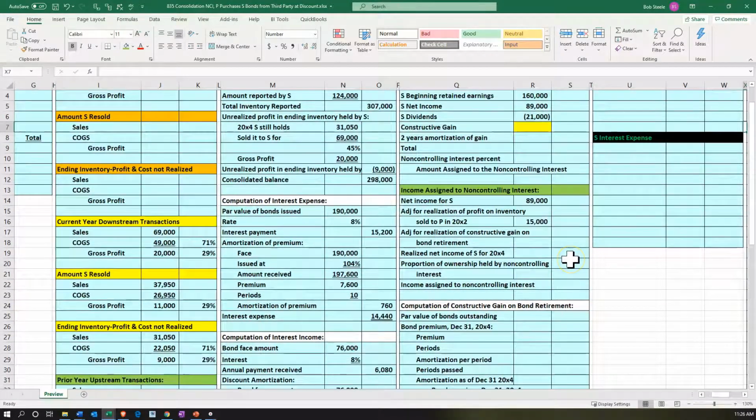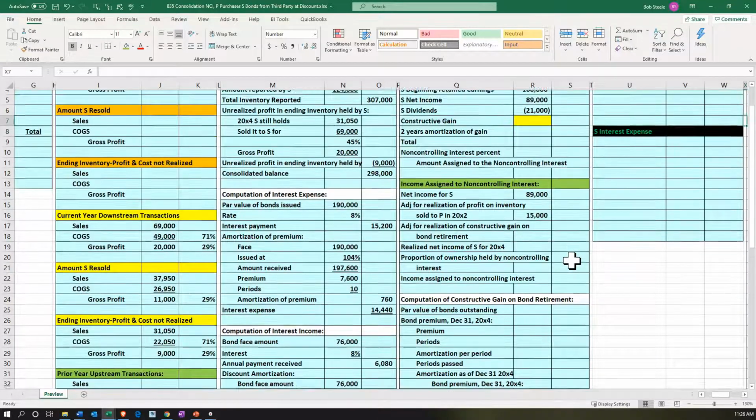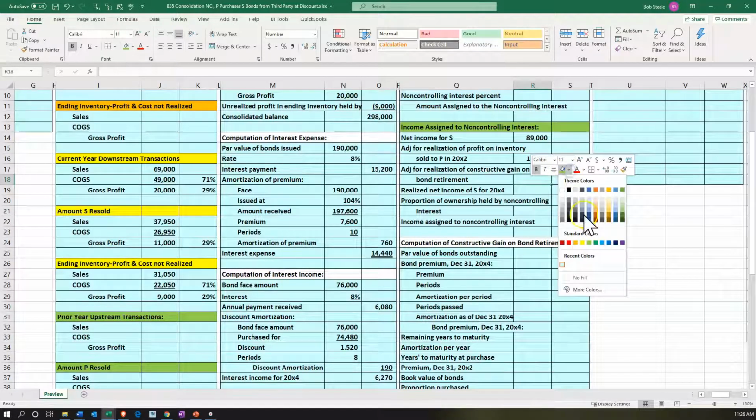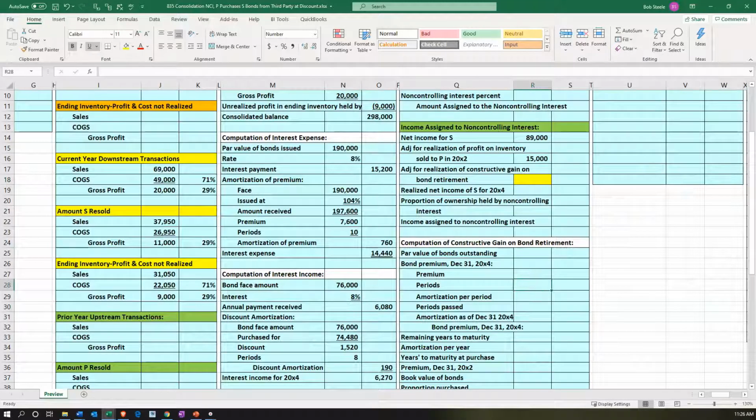So then we're going to have the adjustment for realization. Oh, that's the one I already did. Yeah, no, that's right. Adjustment for realization of constructive gain on the bond. So this is another one that we're going to have to come back to. So let's do the calculation below, and then we'll come back to that one.